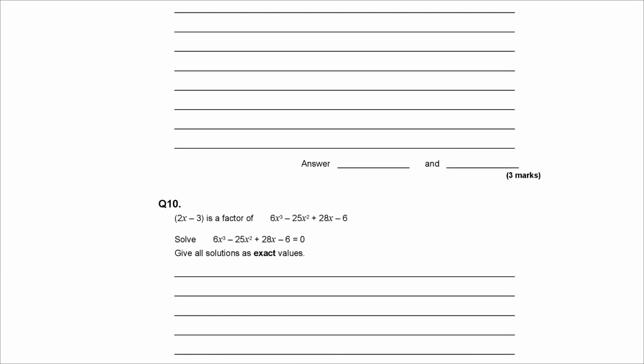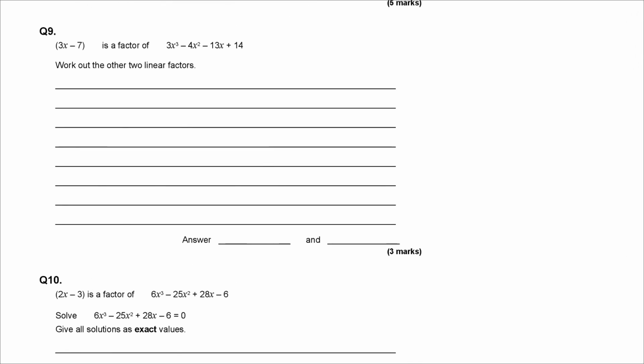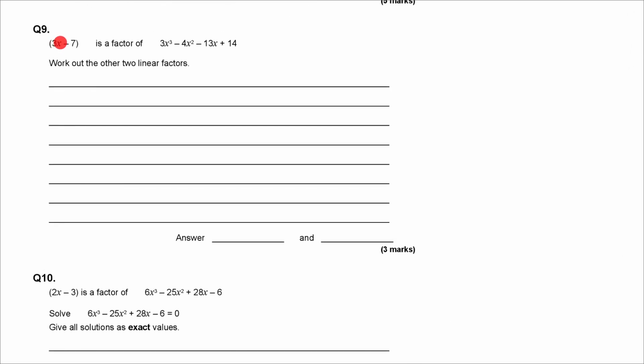Right, question number 9. Looking now at polynomial division. Let's take a look. We've got this question here. 3x minus 7 is a factor of this polynomial. Work out the other two linear factors. Now, to do this, we've got to do a bit of polynomial division. So I've got 3x minus 7, and we're going to be dividing this into this thing here: 3x cubed minus 4x squared minus 13x add 14.